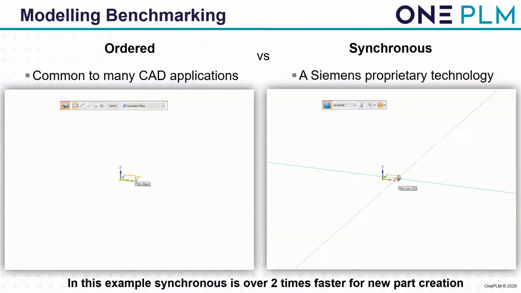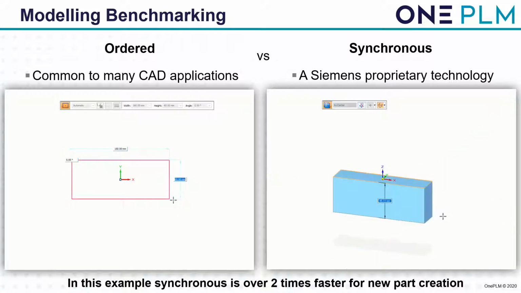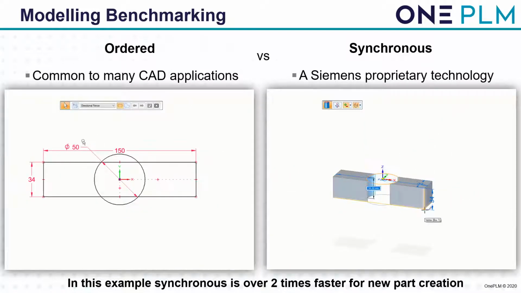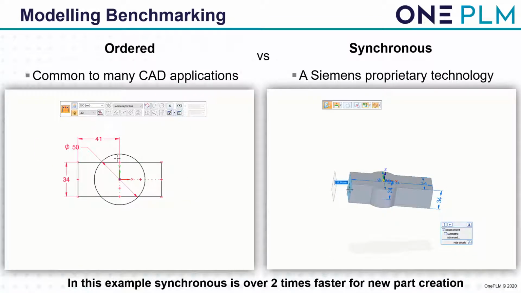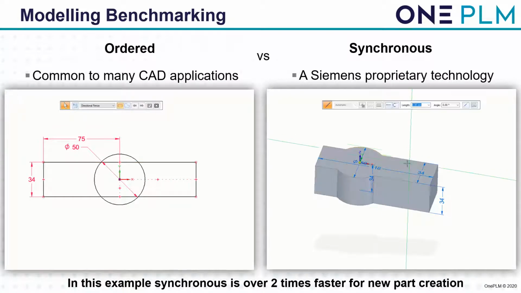So let's have a look at a little bit of modelling benchmarking. On the left you see we've got ordered. This is common to many CAD applications. The big thing about ordered is there's a lot of work in the sketch environment. You can see there's a lot of time being spent getting the sketch right. Where on the synchronous on the right, you can see we've already got a solid with a couple of different features on there that has been created quickly on the fly. These are both done at exactly the same speed. And we can see that the one on the right is 2 times faster.